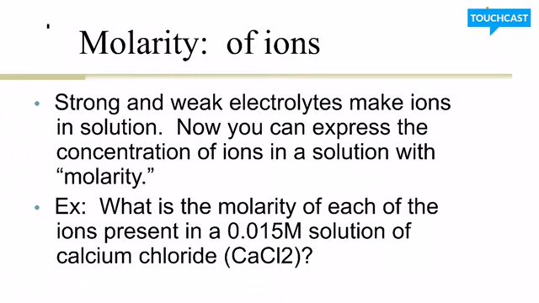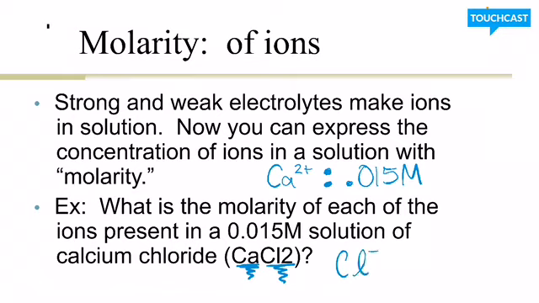Now, calcium chloride, the compound, has 1 calcium and 2 chloride ions. So if I was looking for the concentration of my calcium ion, that would just be the concentration of the solution, because for every calcium chloride, I have 1 calcium ion. So this guy's concentration would just be 0.015 molar. But what would be the concentration of my chloride ion? You see, each of the calcium chloride compounds actually has 2 chloride ions. So I would actually want to double the concentration to be 0.030 molar, because every compound produces 2 of those ions.